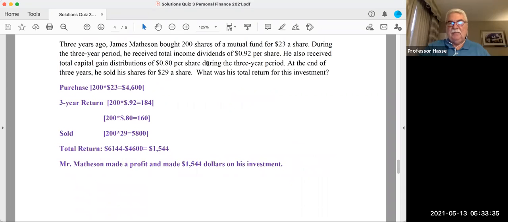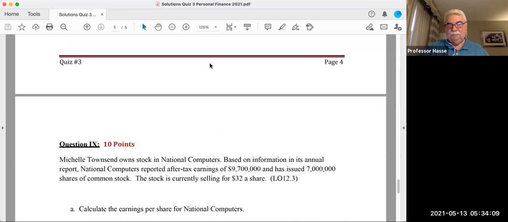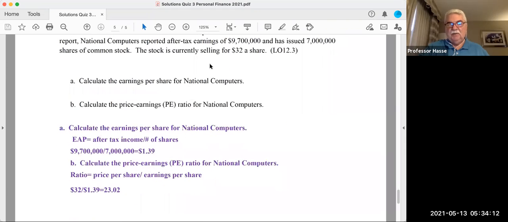For the total return on the mutual fund, if you purchase it at $23, you're paying $4,600 for 200 shares. You sell it, you get a dividend of 92 cents a share, and you sell it recording a capital gain of 80 cents a share. So that's a total return of $344, a $344 return on the investment. Capital gains is principal being increased, or share price increasing. Dividends is the dividends paid on the stocks in that mutual fund. Everybody did pretty good on this one.